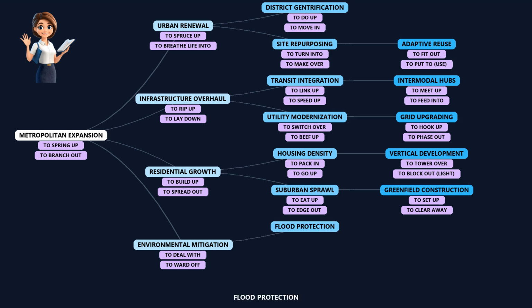Flood protection. Flood protection is a core part of environmental mitigation used to hold back the river and help the ground soak up the extra rain. This means building barriers to stop the water from entering the city streets.